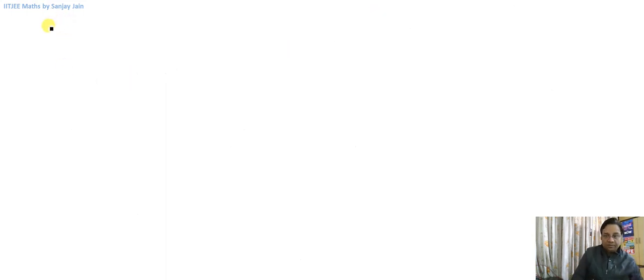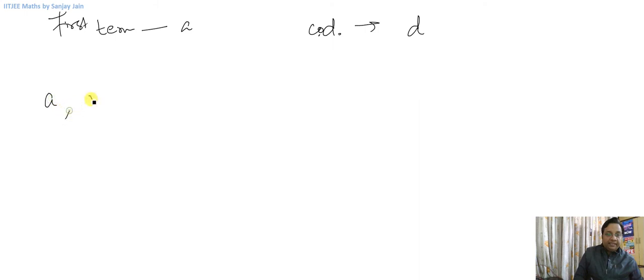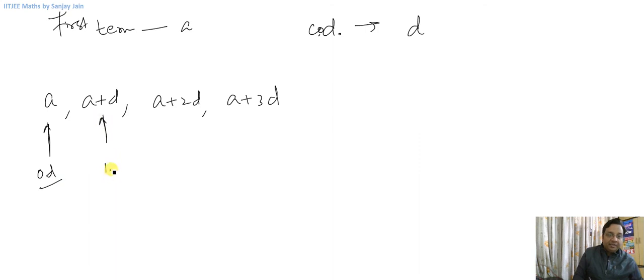So what have we learned so far? That if the first term of an AP is A and the common difference is D, then I can write this arithmetic progression like this: A, A plus D, A plus 2D, A plus 3D. In the first term, I had 0 into D. In the second term, I had 1 into D. In the third term, I had 2D.